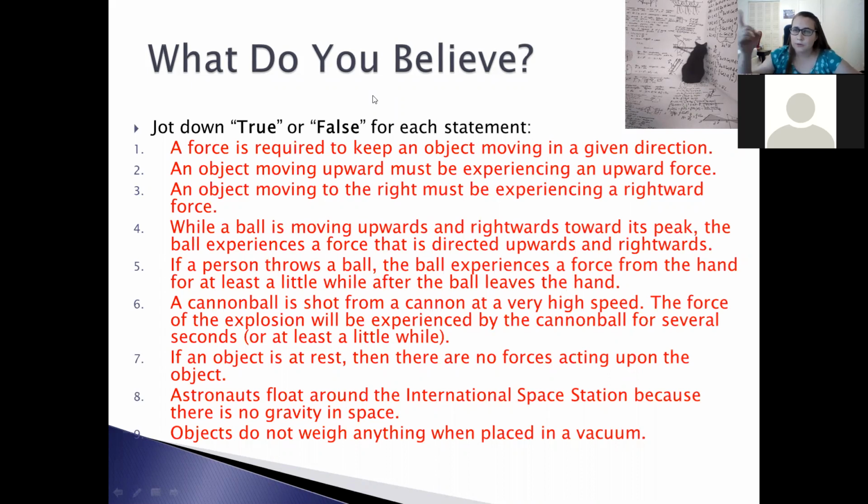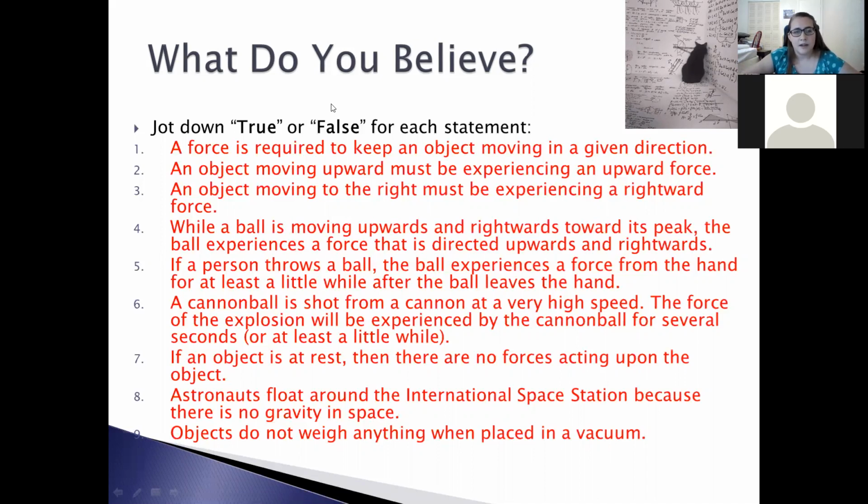But once you actually think through real life scenarios of these things, then it's a little bit easier to see, right? Number 4, for example: while a ball is moving upwards and rightwards towards its peak, the ball experiences a force that is directed upwards and rightwards. Not necessarily anymore, right? Initially, in order to move in that direction, it had to have a force in that direction. But the moment it leaves the hand or the baseball bat or something, it can continue that motion even though your hand is not still actively pushing it.